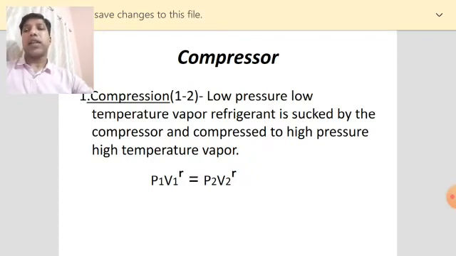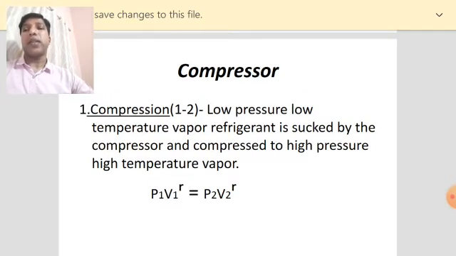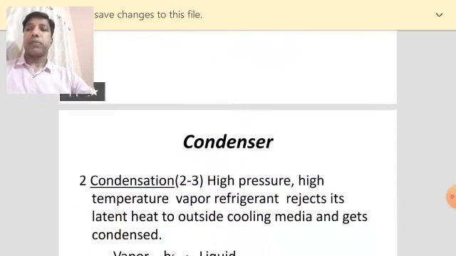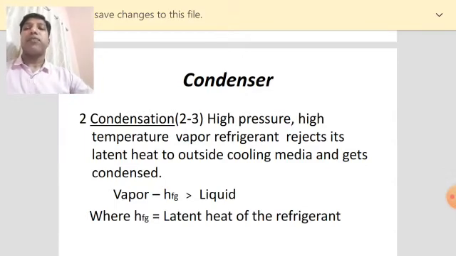When high pressure, high temperature vapor refrigerant passes through the condenser coil, it rejects its latent heat to outside cooling media and gets condensed. That is, you can see vapor minus HFG gives liquid. So vapor refrigerant at higher pressure and higher temperature rejects its latent heat to the outside atmosphere and will be condensed to a liquid. Here HFG is the latent heat of the refrigerant.